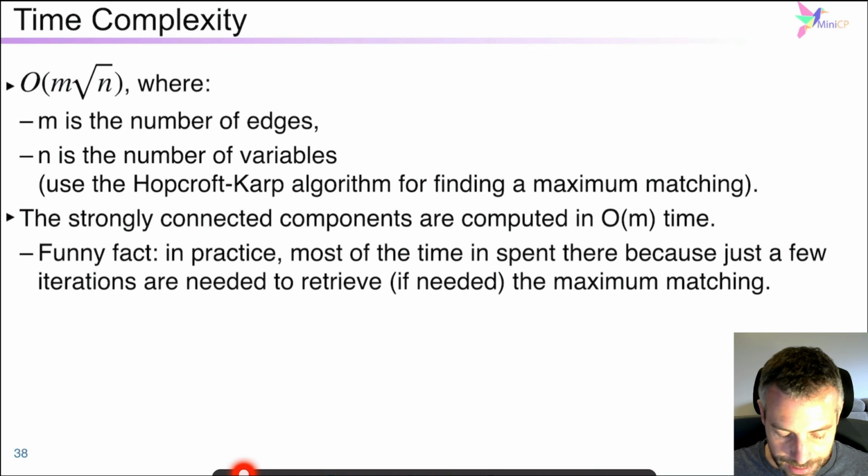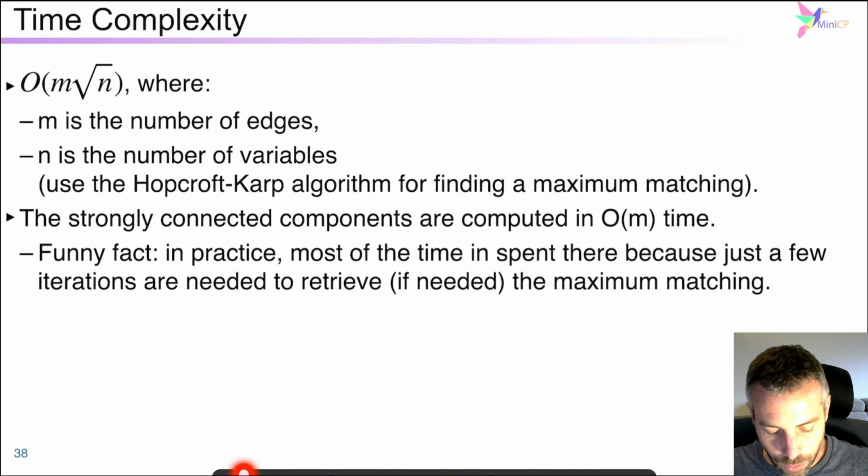A funny fact is that the bottleneck of the computation in practice is not, as you could have expected, the computation of the maximum matching due to the Hopcroft-Karp algorithm, but instead it's the computation of the strongly connected components, which has a time complexity that is better than the one of the maximum matching.